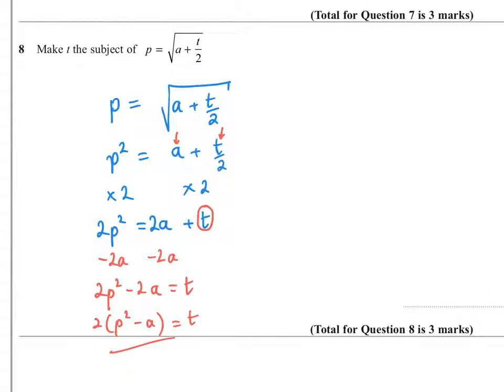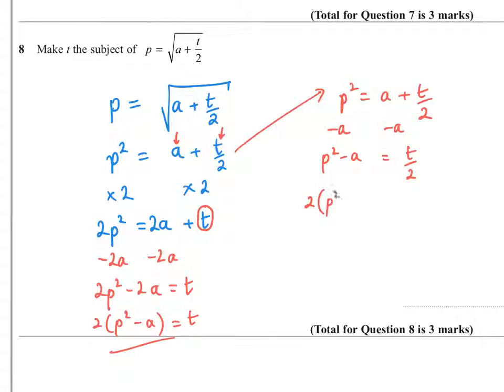If we go back here to p squared equals a plus t over 2, well, you could take a from both sides instead. So that would give p squared minus a equals t over 2, and then times both sides by 2, and just leave it in the bracketed form instead of timesing the p squared and the minus a by 2, one at a time. And that would give you the same answer.